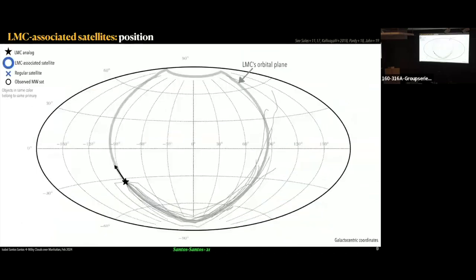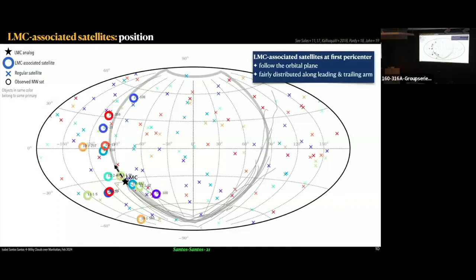So I said before that it would be interesting to disentangle which Milky Way satellites come with the LMC. And the first obvious thing to look at would be the positions in the sky of these satellites. So in this sky projection, I have the position of the LMC in galactocentric coordinates here with a star, and the gray line is the orbital plane of the LMC. So we can overplot the simulated LMC satellites in the same reference frame, where I've highlighted the satellites associated to the LMC with big symbols.